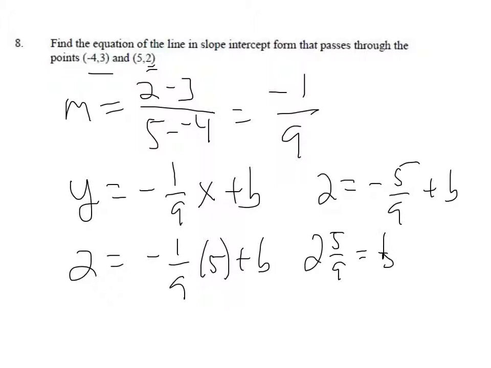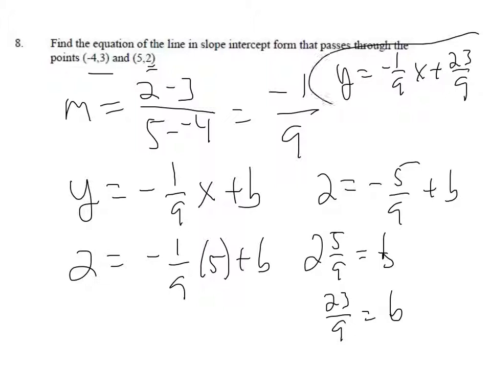Now, a lot of times, if your y-intercept is a fraction, we'll write it as an improper fraction. So I'm going to multiply 2 times 9, which is 18, plus 5, which is 23, over 9. And then to write the equation, y equals negative 1 over 9x plus 23 over 9. That's one form to write this equation. We're going to get to writing in other forms this year.